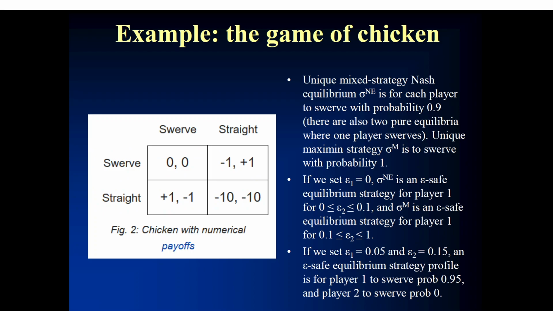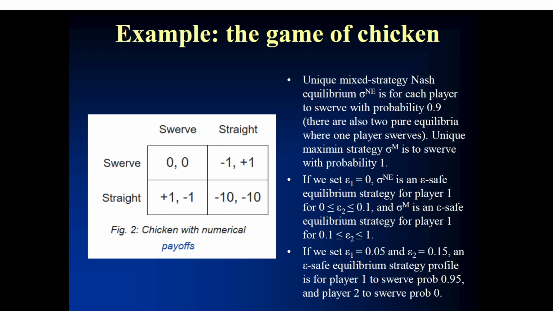Now here's an example, the game of chicken, which you might be familiar with, where two players can either swerve or go straight. It turns out there's a unique mixed strategy Nash equilibrium where each player swerves with probability 0.9. There are also two pure strategy equilibria where one swerves and the other doesn't. The unique maximin strategy is to always swerve with probability 1. Now, if we set epsilon 1 to 0, so that we're rational, it turns out that for epsilon 2 between 0 and 0.1, our mixed Nash is epsilon safe. And for epsilon 2 between 0.1 and 1, the maximin is epsilon safe.